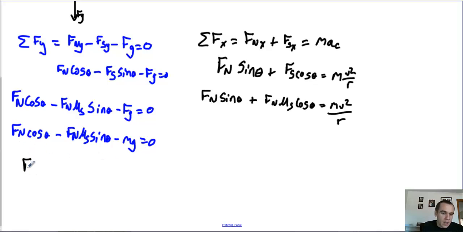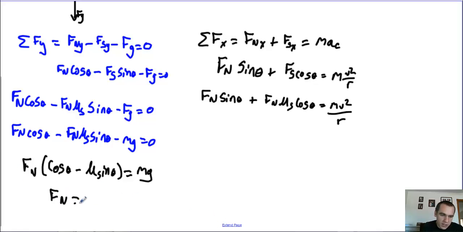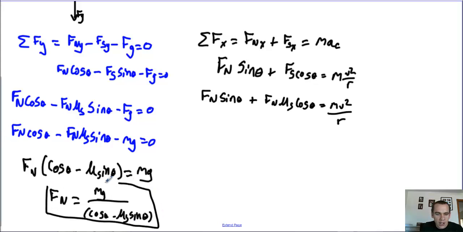So I have Fn times cosine theta minus mu s sine theta equals, I'm going to add that mg over, mg. Now I can actually divide both sides by cosine theta minus mu s sine theta, and I have the normal force. So the normal force is really just mg divided by the cosine of theta minus mu s times the sine of theta. So that gets me a substitution I can use to try to find the coefficient of friction.